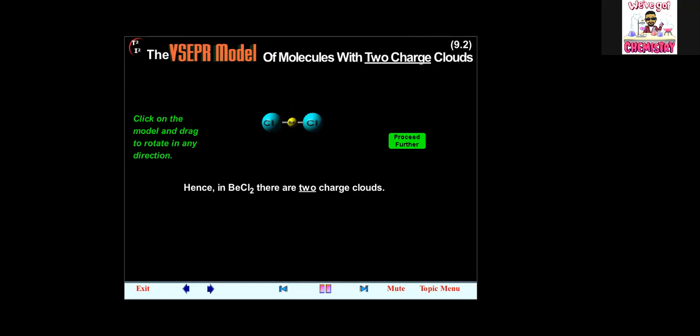So remember that these are the two charge clouds. Just in case you have a lone pair of electrons, maybe somewhere here, if another example is given, that would be another charge cloud. That is what you're going to count as one. Whether it is a double bond or triple bond in between them, it is still counted as one.